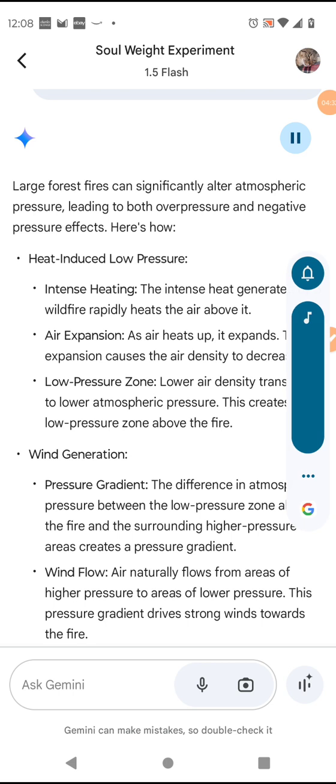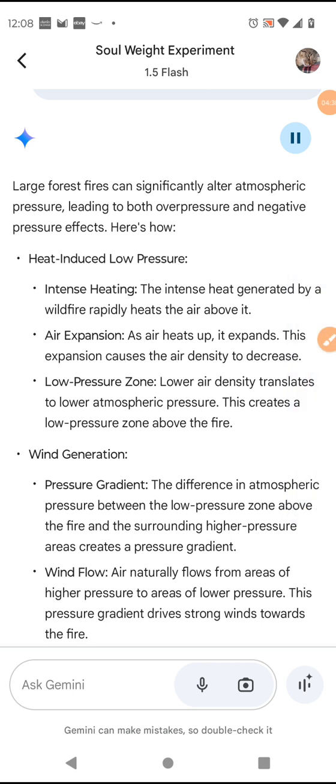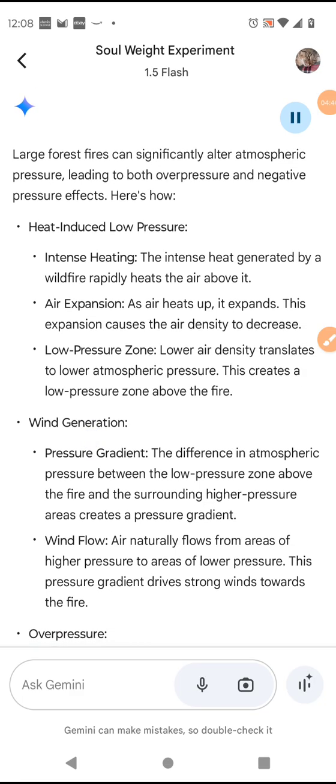Large forest fires can significantly alter atmospheric pressure, leading to both overpressure and negative pressure effects. Here's how. Heat-induced low pressure. Intense heating. The intense heat generated by a wildfire rapidly heats the air above it. Air expansion. As air heats up, it expands. This expansion causes the air density to decrease.